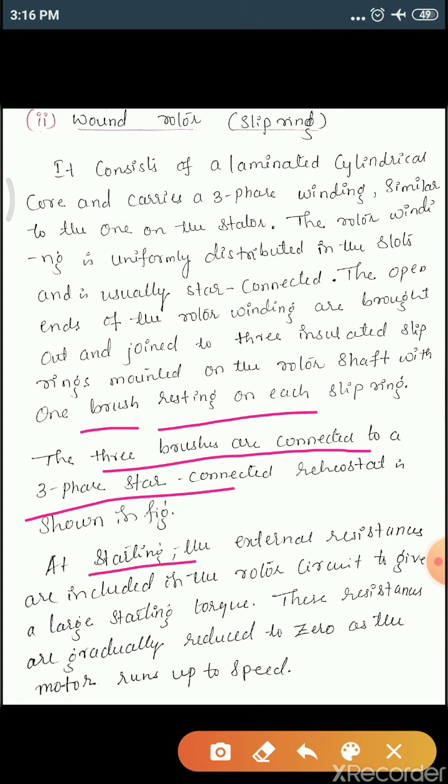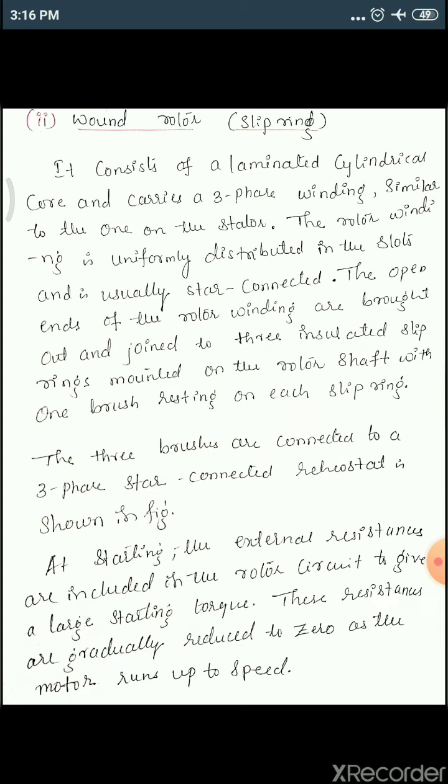At the starting, the external resistances are included. Remember this, only at the starting are the external resistances included in the rotor. Once the rotor gets a large starting torque, these resistances are gradually reduced to zero as the motor runs up to speed.